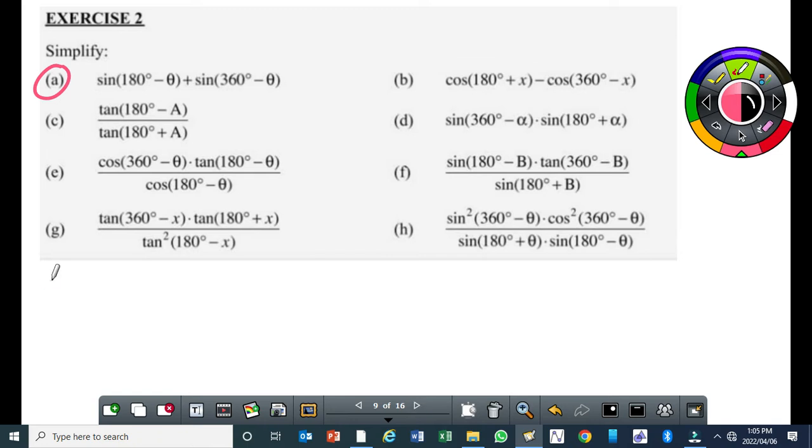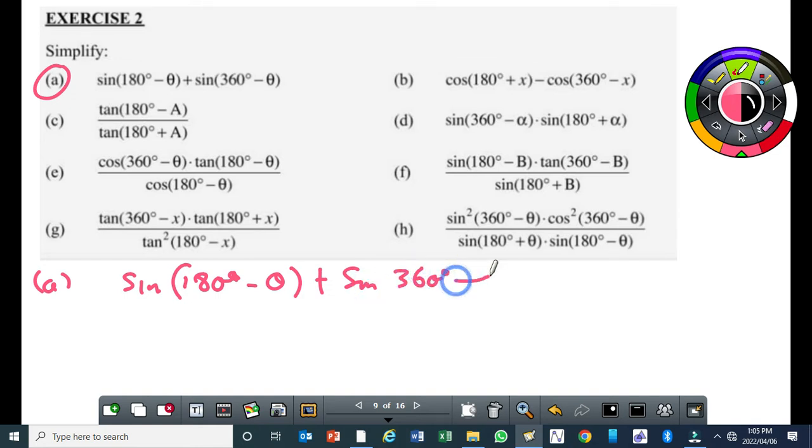So the first question A, you have got sine 180 degrees minus theta plus sine 360 degrees minus theta. Okay? Now, there is no need to think, you just memorize it.